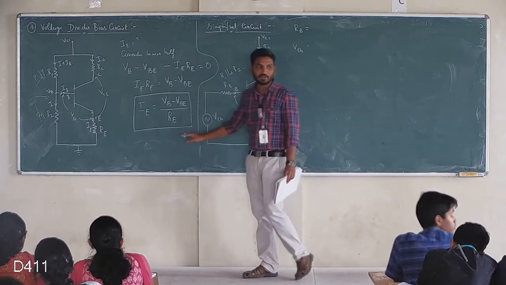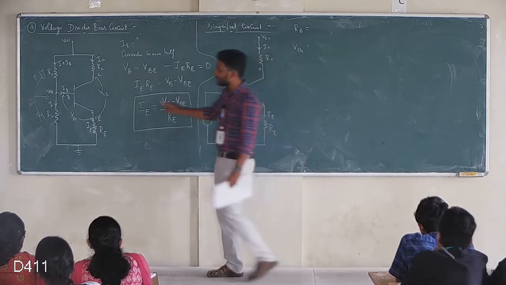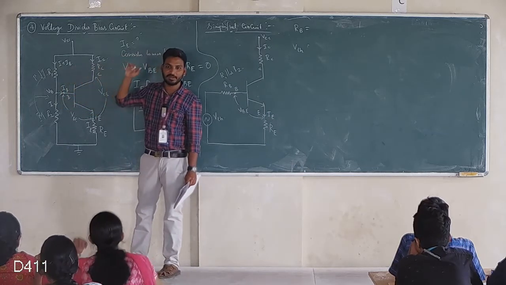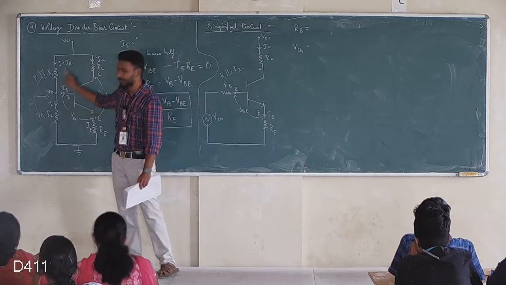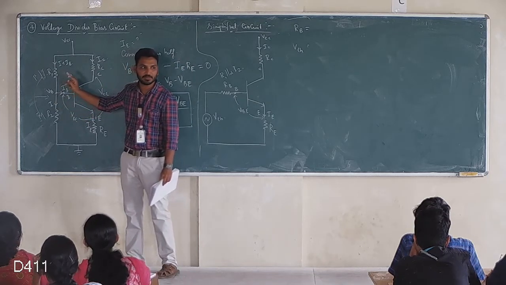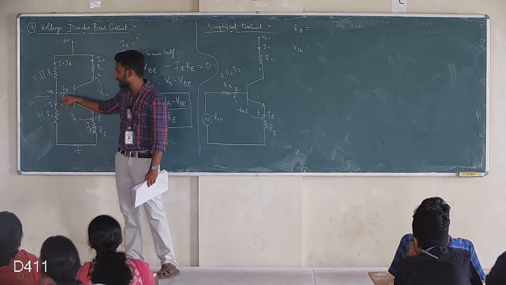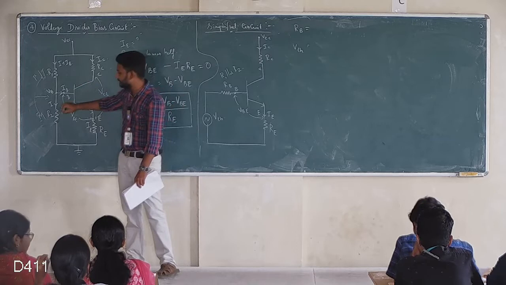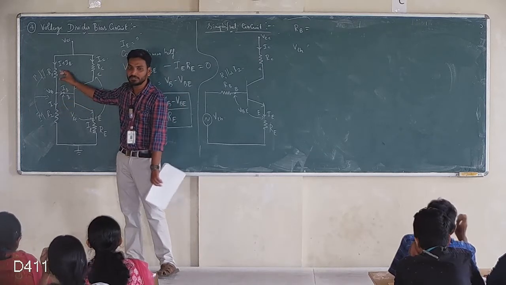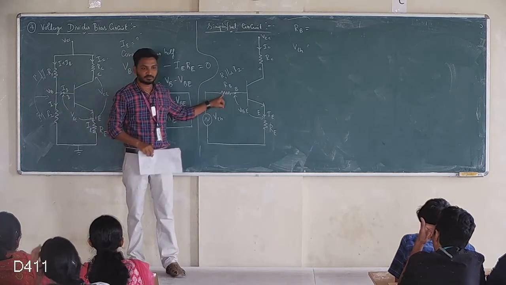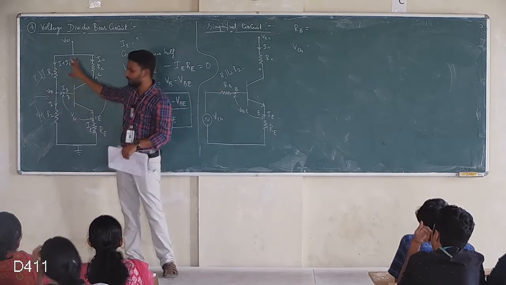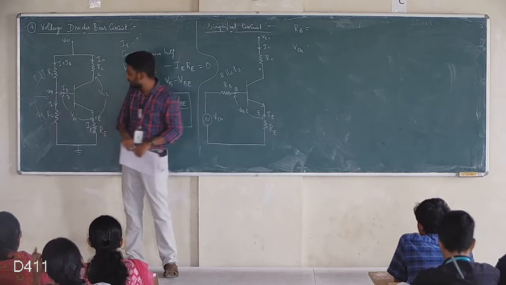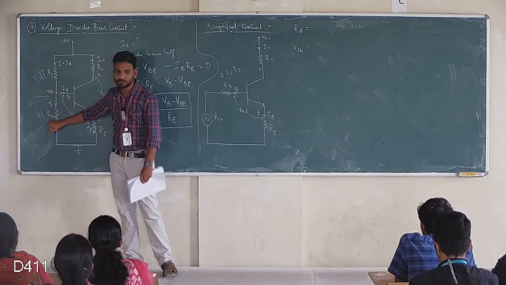Okay, listen. What is the connection of these two resistors? Series or parallel? It is parallel. I'm going to find the total resistance of R1 and R2 and call it RB. I'm simplifying this circuit into a very simple circuit. RB is nothing but R1 in parallel with R2.